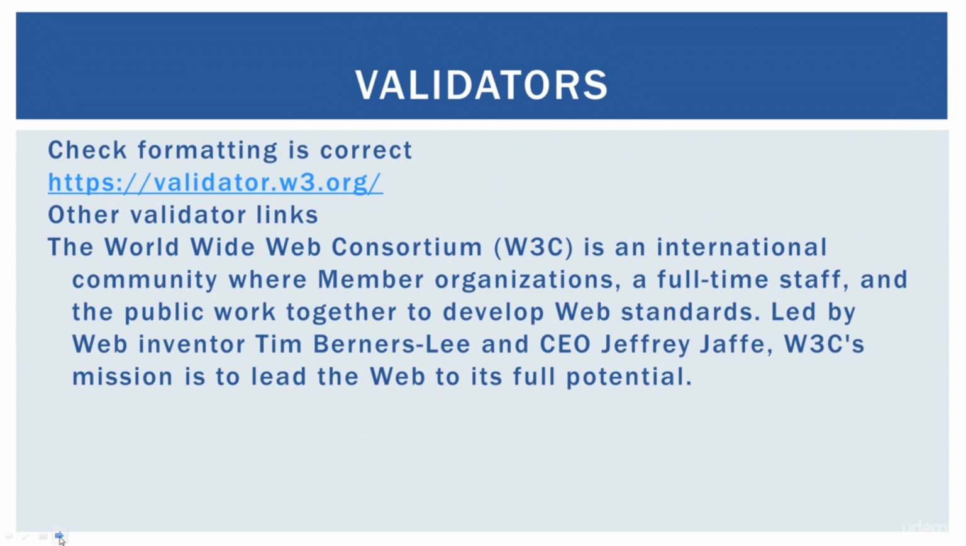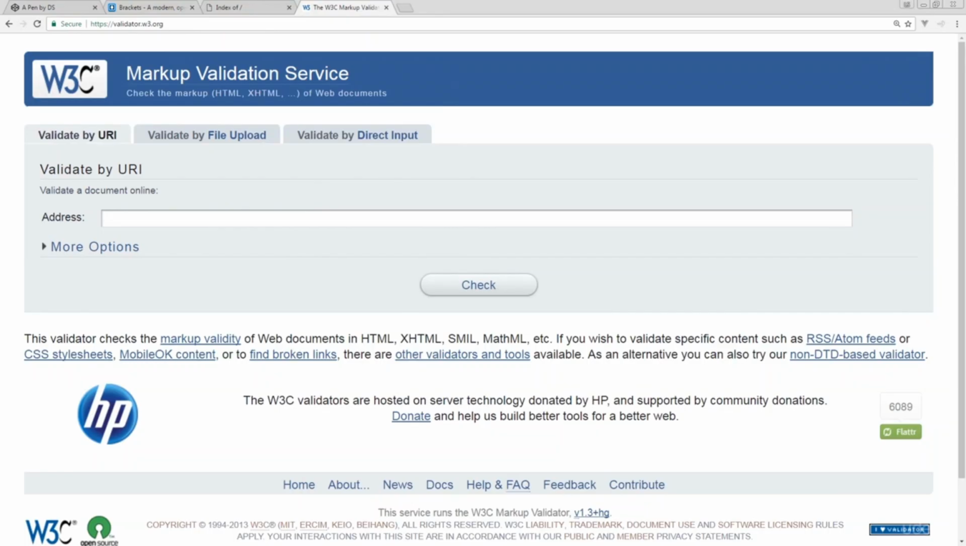So in order to create HTML, there are validators, and there's a consortium called the World Wide Web Consortium, W3C, and this is an international community of member organizations, and they help guide the development of web technologies such as HTML. So they've got a formatting checker at validator.w3.org.